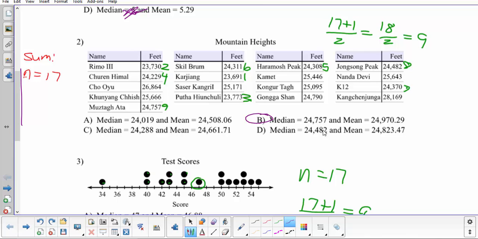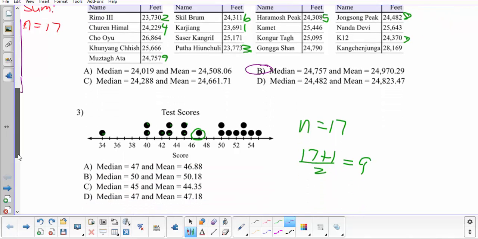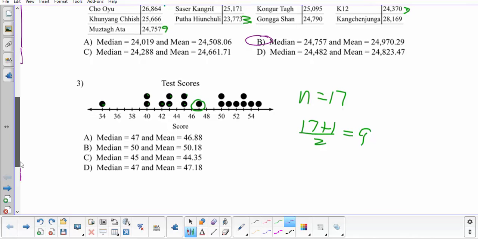So actually, we don't even need to find the mean because there's only one option for median that has the right number. But if we were to find it, we would do the same thing as before. We add up all the numbers, divide by 17, and we should get 24,970 and 29 hundredths.